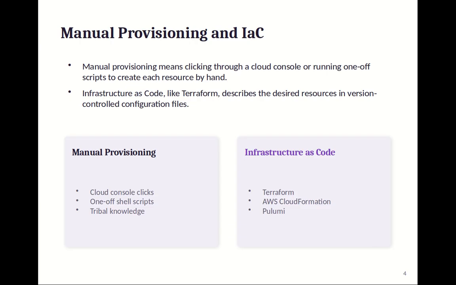Manual provisioning and IaC. Manual provisioning means clicking through a cloud console or running one-off scripts to create each resource by hand. Infrastructure as code, like Terraform, describes the desired resources in version-controlled configuration files. Manual provisioning: cloud console clicks, one-off shell scripts, tribal knowledge. Infrastructure as code: Terraform, AWS CloudFormation, Pulumi.